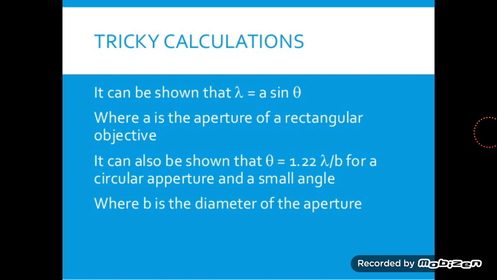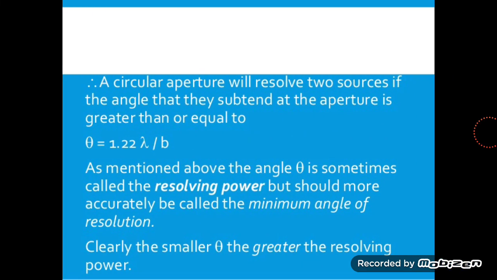It can also be shown that theta is equal to 1.22 lambda upon b for a circular aperture and a small angle, where b is the diameter of the aperture. A circular aperture will resolve two sources if the angle that they subtend at the aperture is greater than or equal to theta equal to 1.22 lambda upon b.